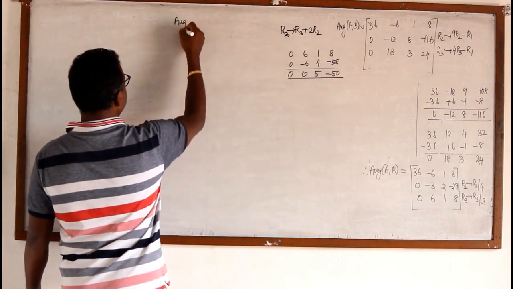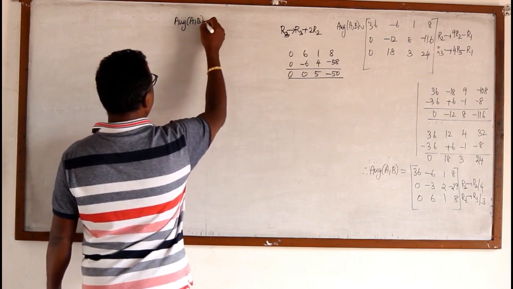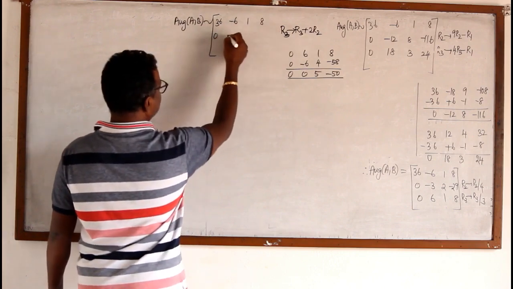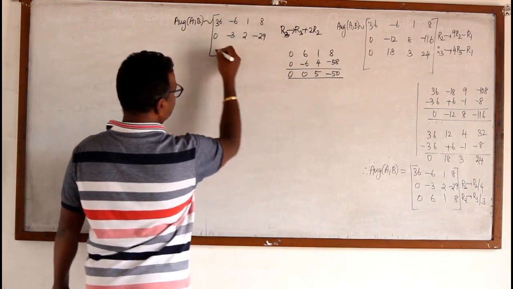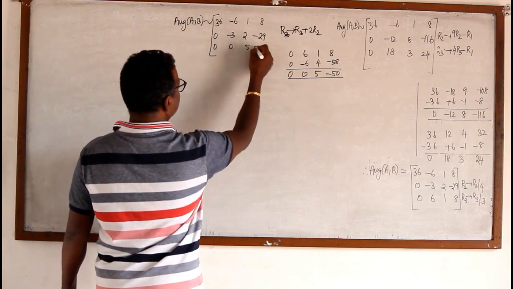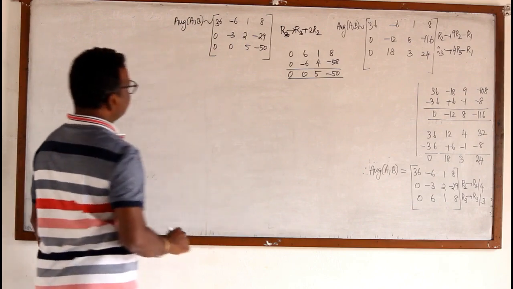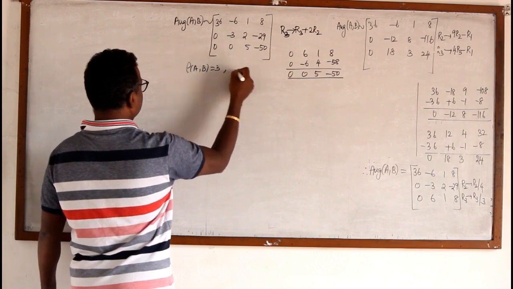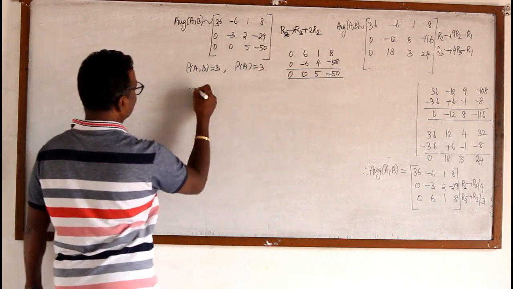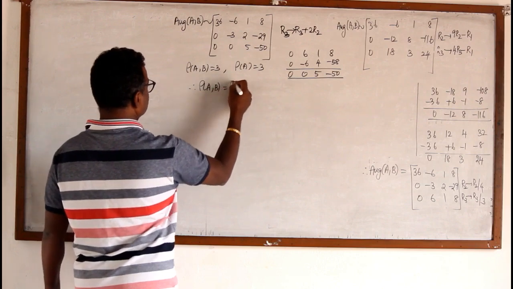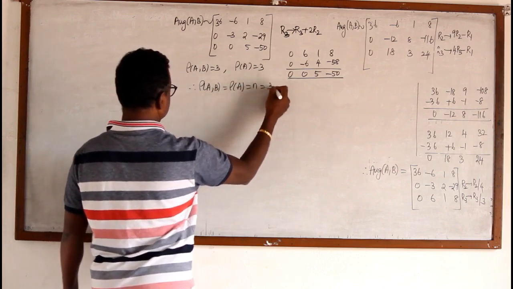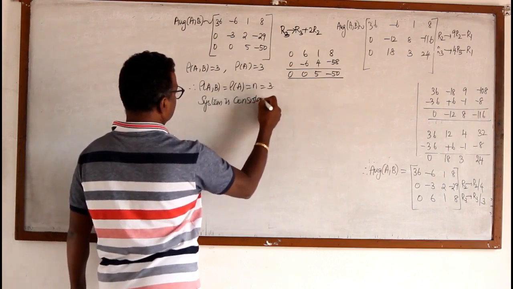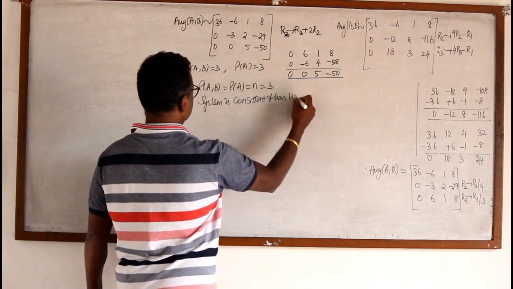Therefore, augmented AB becomes 36, minus 6, 1, 8; 0, minus 3, 2, minus 29; 0, 0, 5, minus 50. Now see, we have reduced it to echelon form, therefore rank of AB is 3. And we know rank of A is also 3. Therefore, rank of AB equal to rank of A equal to n equal to 3. So the system is consistent and it has a unique solution.